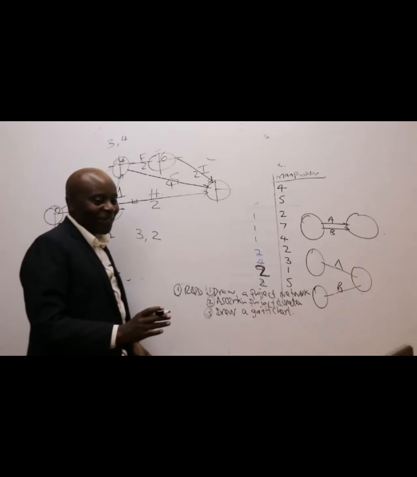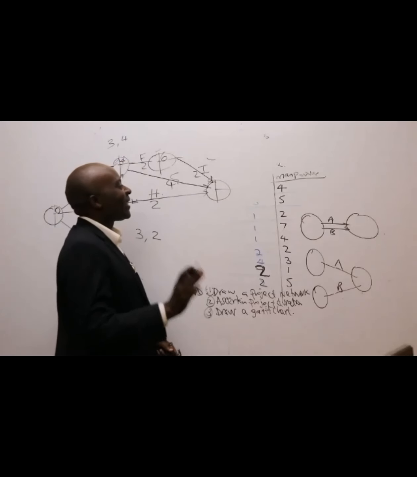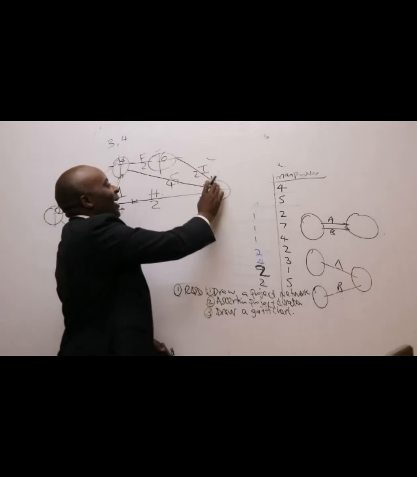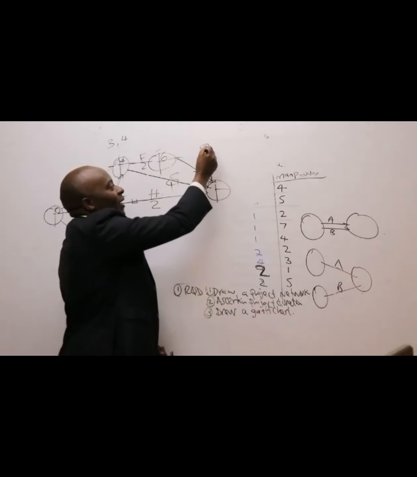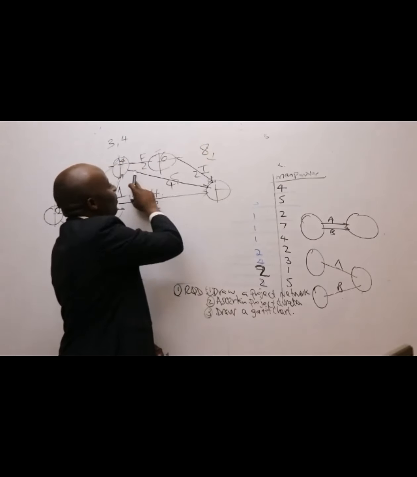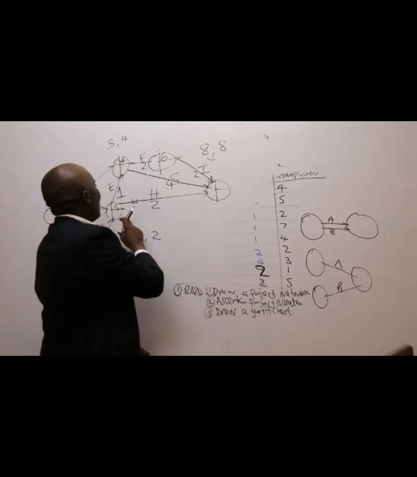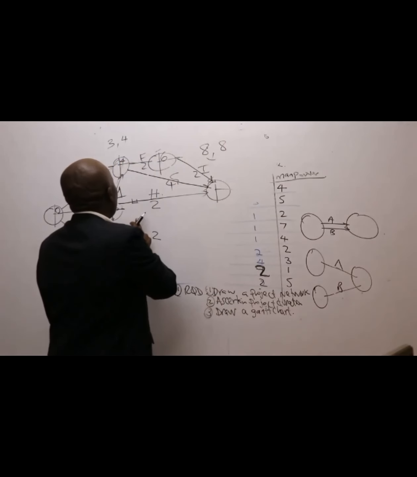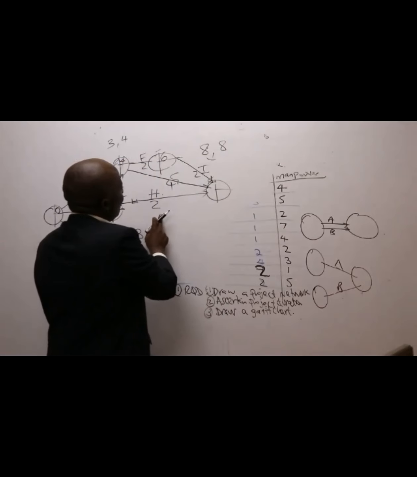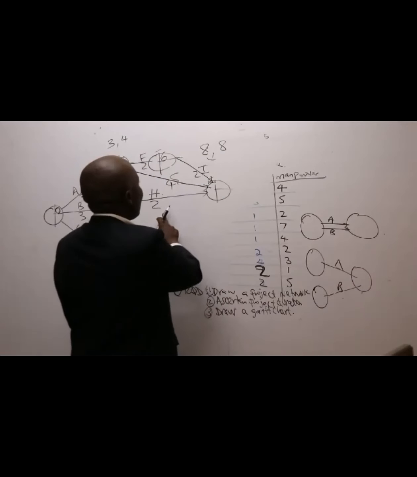Very good. Nyote mmeanguka mtihani. Sasa angalieni hapa. I will be 6 plus 2, which is 8. G will be 4 plus 4, which is what here, somebody? 8. And then we have H, which will be 3 plus 2, which gives me 5.